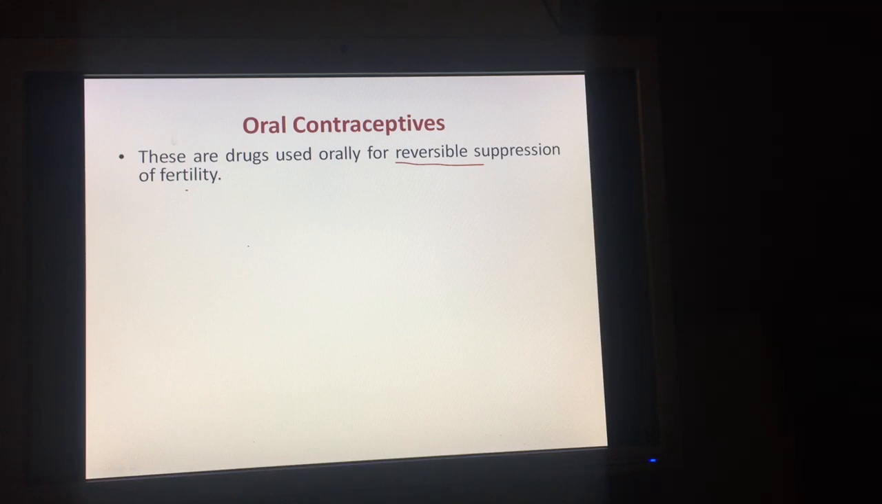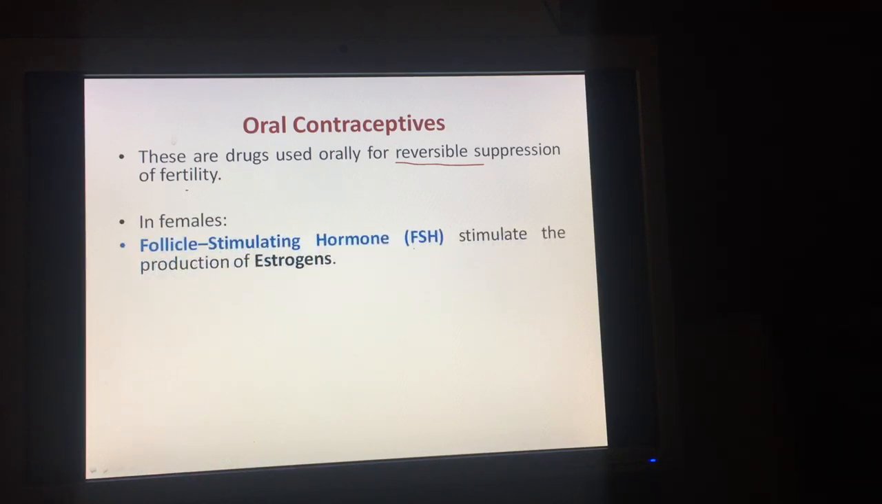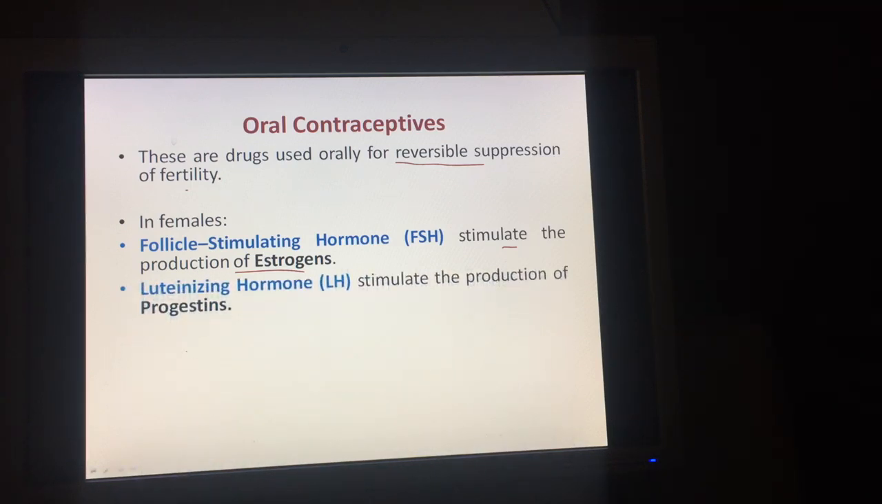These estrogens and progestins are basically produced in response to certain hormones. Follicle stimulating hormone, or FSH, stimulates the production of estrogens, whereas luteinizing hormone, or LH, stimulates the production of progestins.